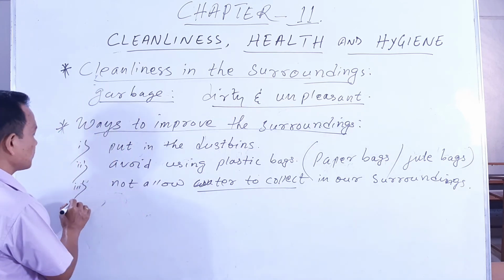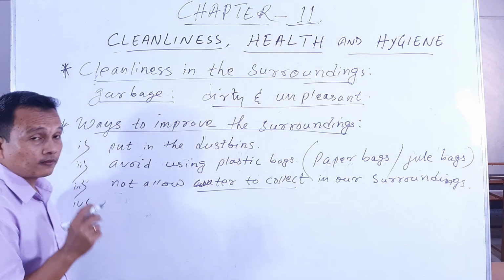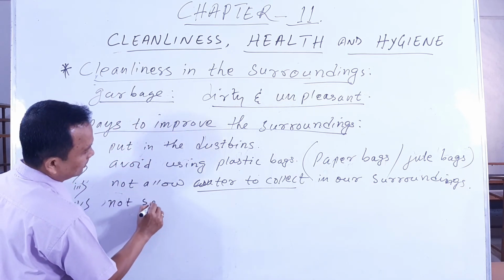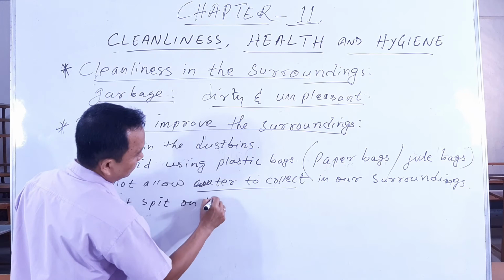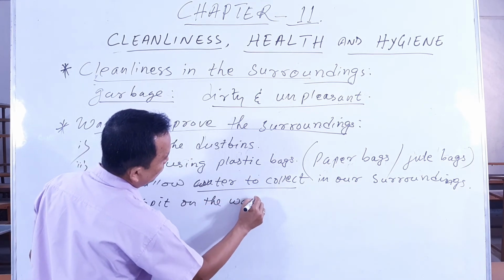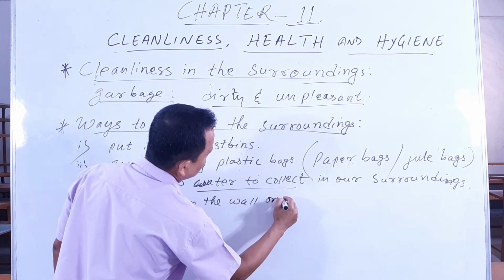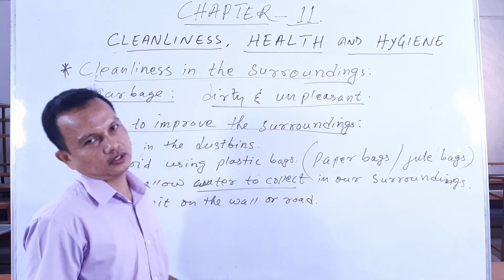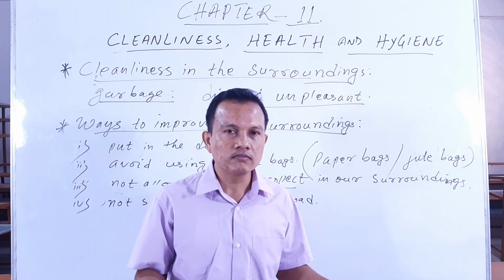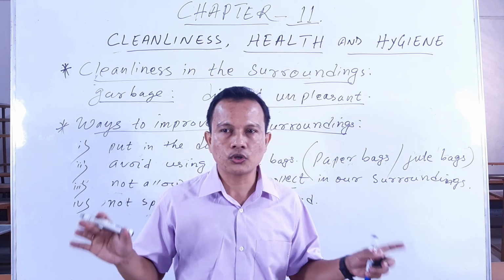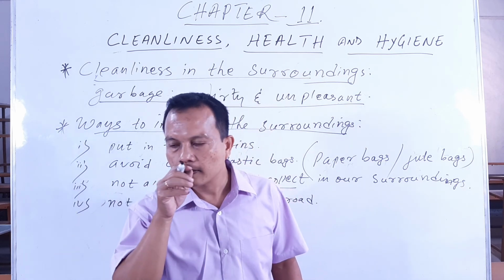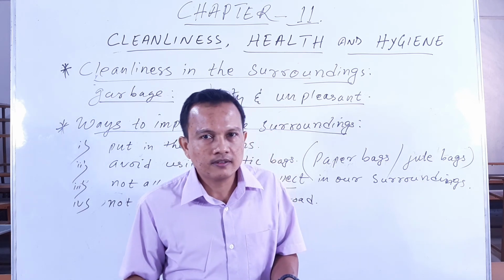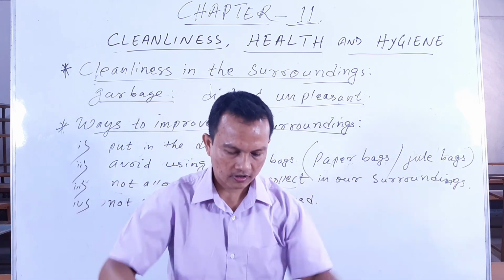And as far as possible, we should not spit on the wall or road. Okay, spit means to throw out saliva. This we should not practice in the room or outside, whatever. We should always spit either in a basin or in a dustbin, so that it doesn't affect the surroundings.